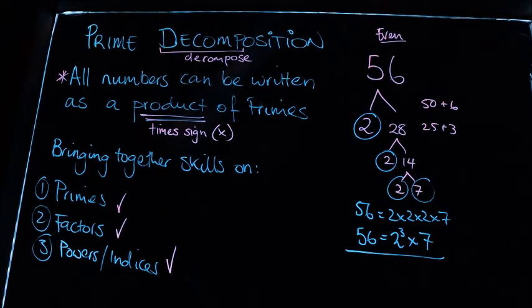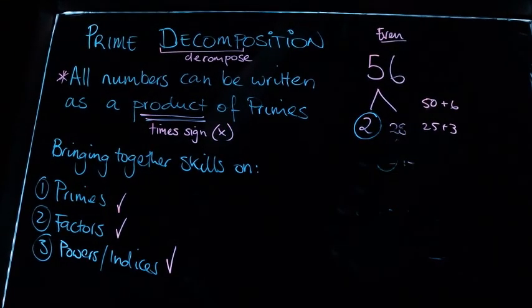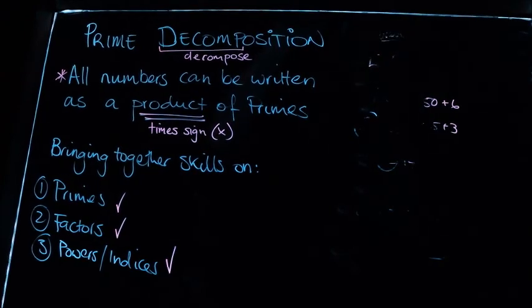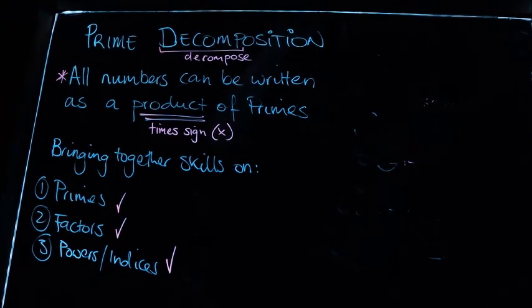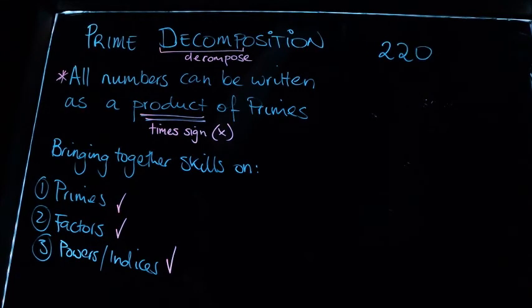What I might do now for you is just do one more. So I'll just quickly get rid of this work here, and let's do one more. Let's have a look at this. Let's choose a bigger number, 220. It's nice and even, and I'm going to employ the same strategy here. 2 times 110.